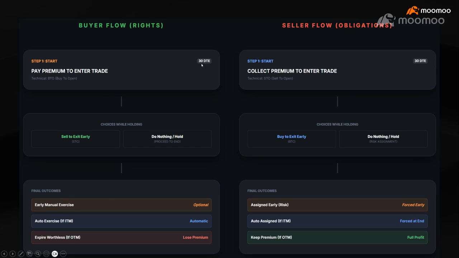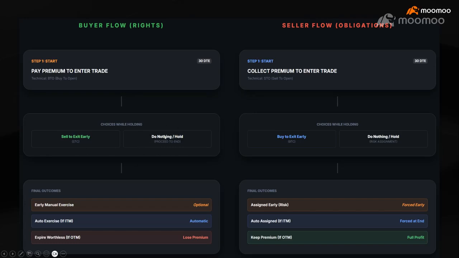For example, you enter into a 30 days to expiration option. After 15 days, there are 15 days to expiration left. If it's in the money, you can choose to early exercise your option to buy the underlying. This is optional. You can choose whether you want to do it earlier or not. But if you don't do early exercise, and you want to exit the position, you can also sell to close. Okay, now we have this clear before the expiration.